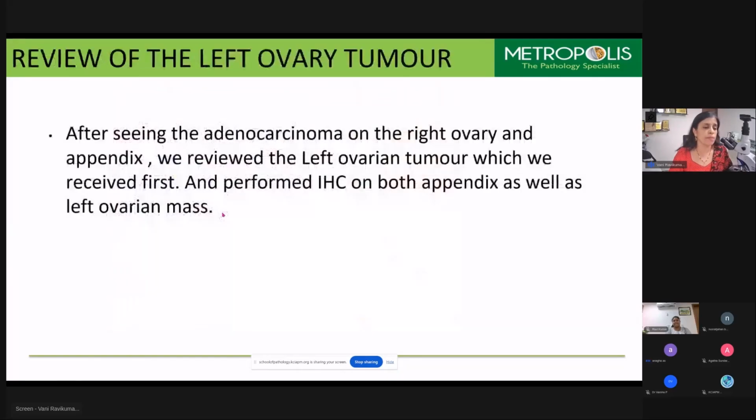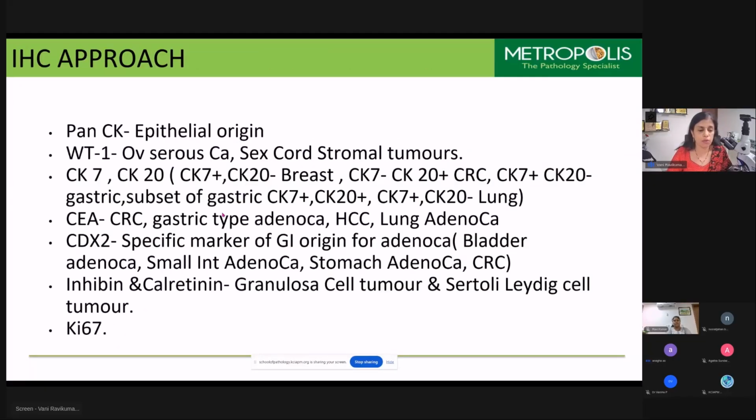And the same picture we saw in all the rest of the containers. Those deposits, the other ovary, and then these lymph nodes, everywhere we saw the same deposits. We then thought we will review the left ovarian tumor. After seeing the adenocarcinoma on the right side and the appendix, we reviewed the left ovarian tumor, and then we said, no, we will do IHC not just on the appendix, but on the left ovarian mass. On both, we will do the IHC. So this is one point of good practice which you need to remember, that you can do IHC on more than one organ or one tissue in a given specimen when the morphology looks a little varied.